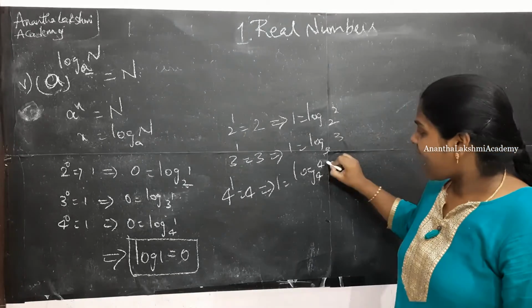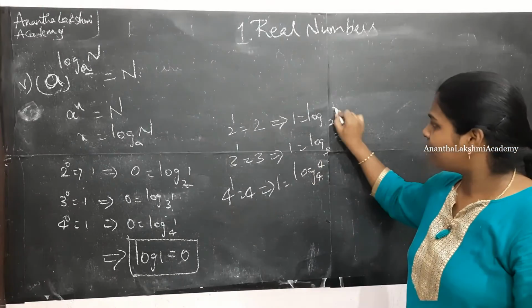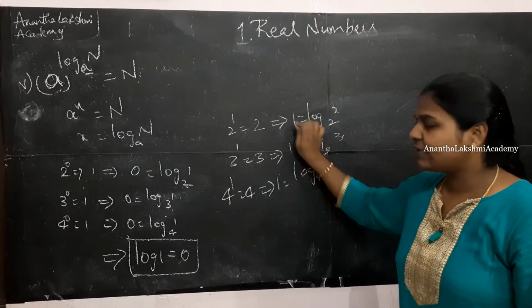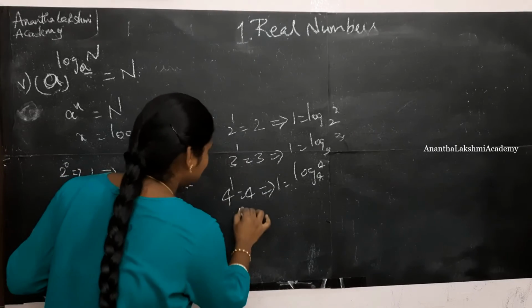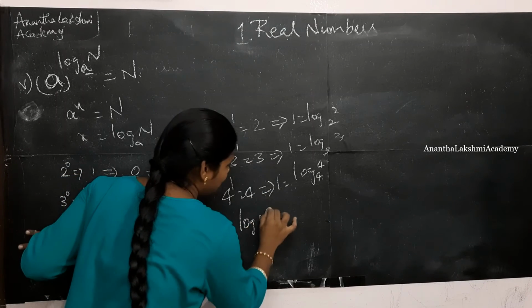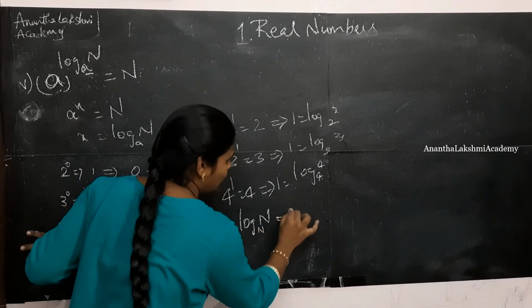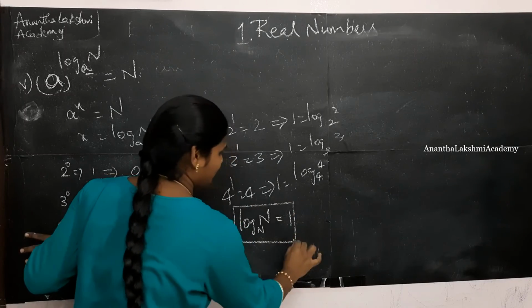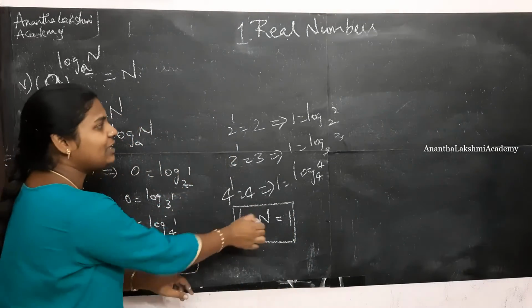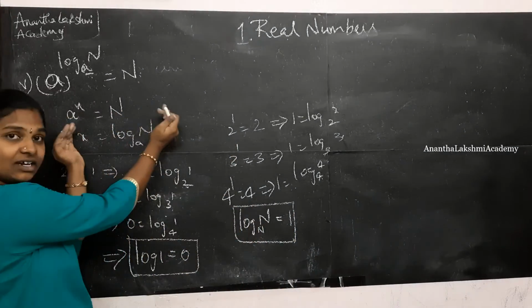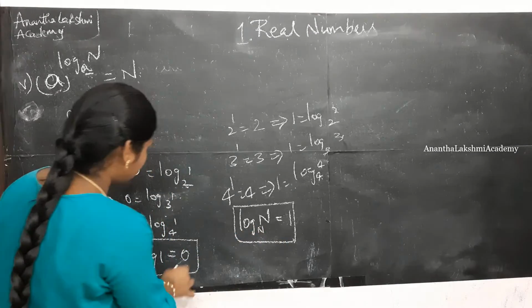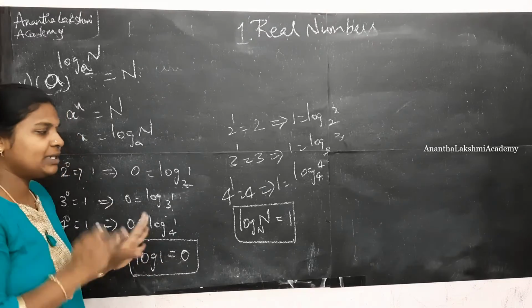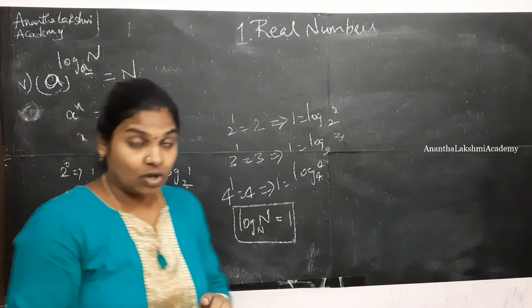When the number and the base are the same, the log is always equal to 1. So this can be written as log n to the base n is always 1. These are the things which we have derived from the already learnt first law, and when you remember them, this might help us in solving problems.